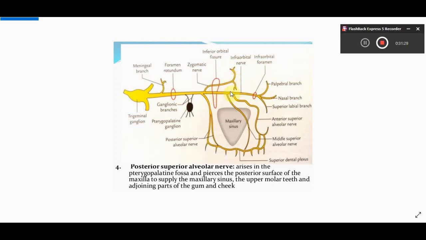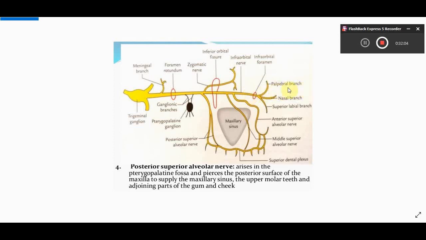Now let's concentrate on the infraorbital nerve, which is the main continuation of the maxillary nerve. It enters the orbit through the inferior orbital fissure. As you can see, both of them are entering via the inferior orbital fissure. It then runs forwards on the floor of the orbit or the roof of the maxillary sinus, at first in the infraorbital groove and then in the infraorbital canal, remaining outside the periosteum of the orbit. It emerges on the face through the infraorbital foramen and terminates by dividing into palpebral, nasal and labial branches.